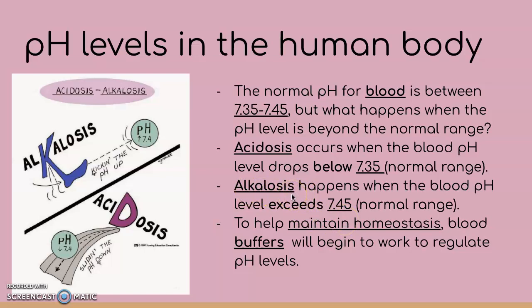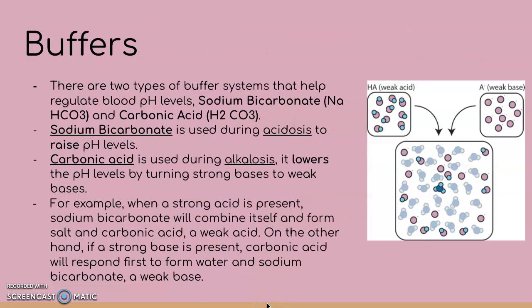So when these things happen, our body has to maintain homeostasis, so buffers will begin to work to try to regulate the pH levels. We have two types of blood buffer systems that help regulate pH levels. We have sodium bicarbonate and carbonic acid. Sodium bicarbonate is used during acidosis. For example, if we have a strong acid present, sodium bicarbonate will combine itself with the strong acid to form salt and carbonic acid, which will create a weak acid.